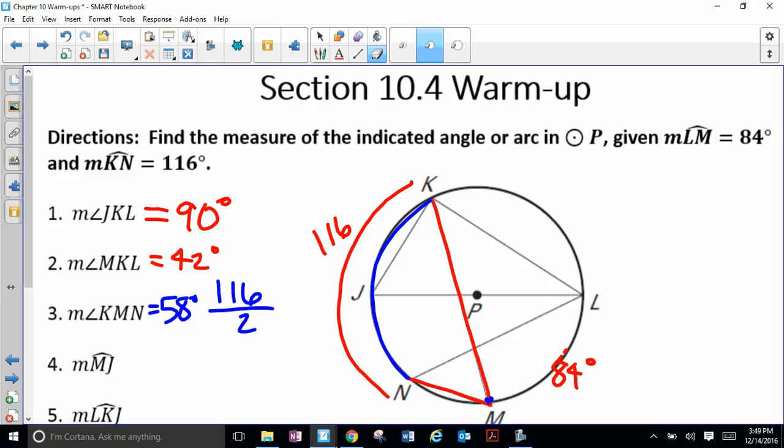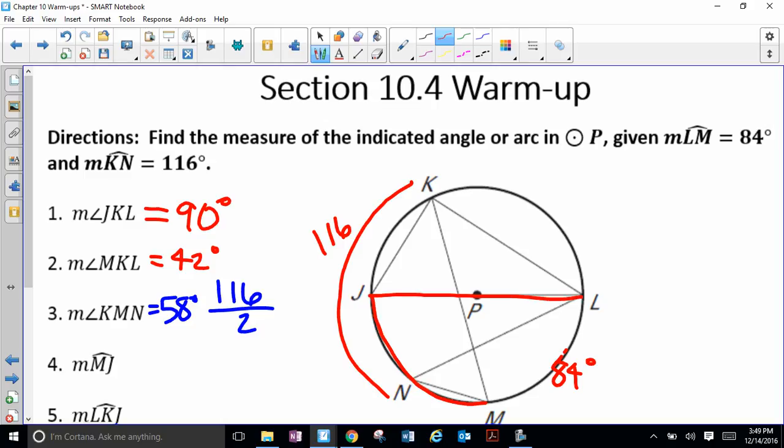Okay. Now the last two are asking us for arc measures. So let me get rid of that. So now we want the measure of arc MJ somewhere right here. Well, remember, we've got a semicircle right here, all the way from L, M to J. We know from L to M is 84 degrees. So we would do 180 minus 84, and that would give us the measure of arc JM, this minor arc here. So that's going to be 96 degrees.